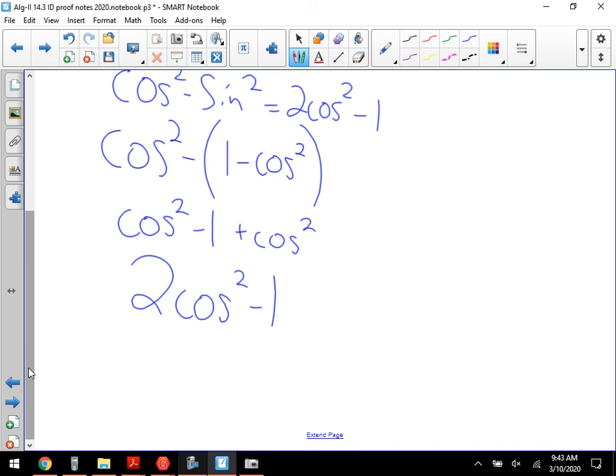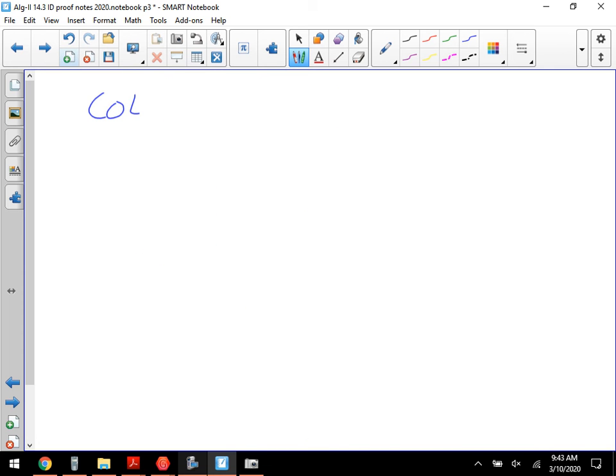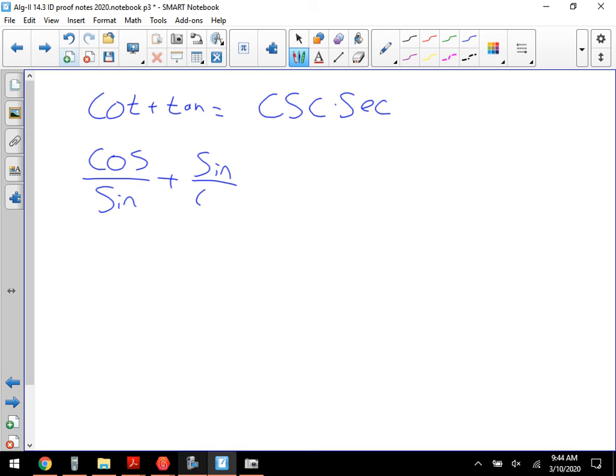Yesterday for 35 and 36, I gave you guys the hint of a lot of times when you see addition to start and then you end in multiplication, they had to get common denominators. Okay? So when you look at 35, you have cotangent plus tangent, and you want it to equal cosecant secant. Cotangent is what over what? Cosine over sine. And then you have sine over cosine. Common denominator is when you multiply the 2 together, isn't it? Okay.